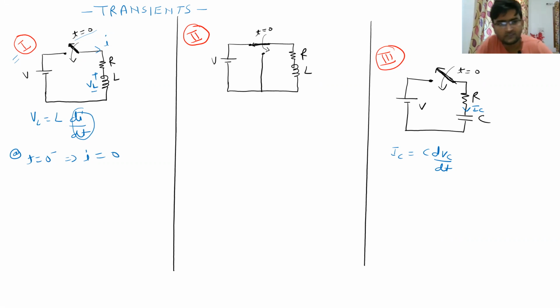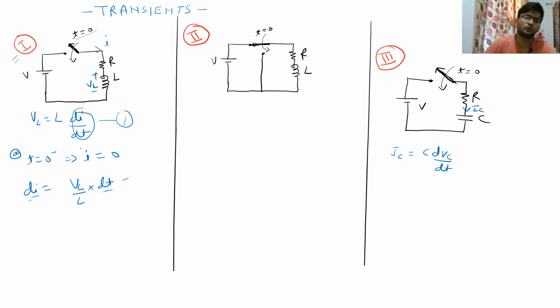Now, since from here, this is your equation 1. So from here we can rewrite it as di equal to VL upon L into dt. So what is di and dt? dt is nothing but a very small change in time. And what is di? Very small change in current. So from this equation, you can say that the change in current is somehow dependent on the change in time. So if the time change is very, very small, infinitely small, it is almost equal to 0. So in that case, the change in current should also be 0.